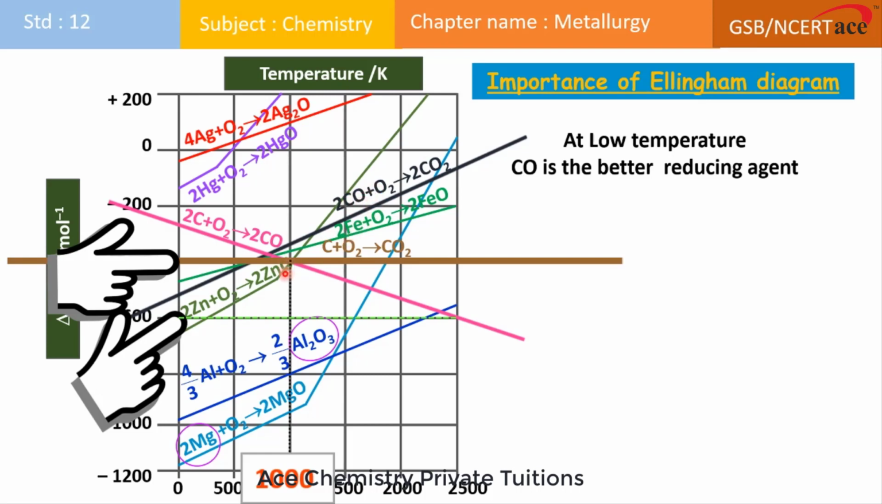So if you see this formation of carbon monoxide, the peak graph, it falls down with a negative slope, and this graph which is going up gives a positive slope. So carbon monoxide can be a better reducing agent as compared to this, because for carbon monoxide the value of delta G naught is increasing. So as the delta G naught value increases, what does it mean? Formation of carbon monoxide at higher temperature is what?